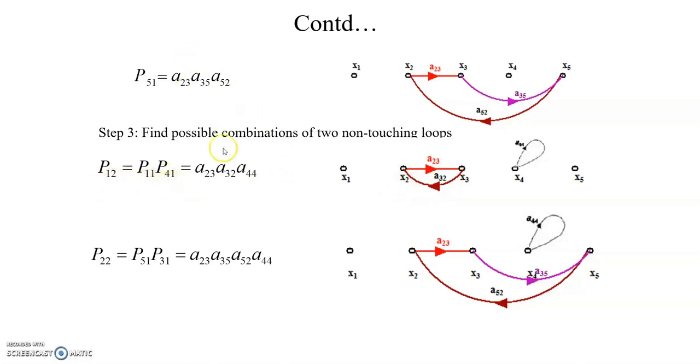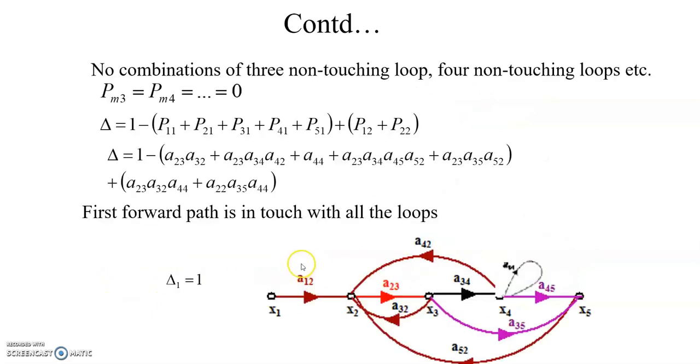You can multiply that product, the gain product A23, A32 and A44, as the gain product for the first non-touching loop, and the second non-touching loop is P51 and P31. Okay, so this is the gain for that one. You can multiply both P51 and P31.